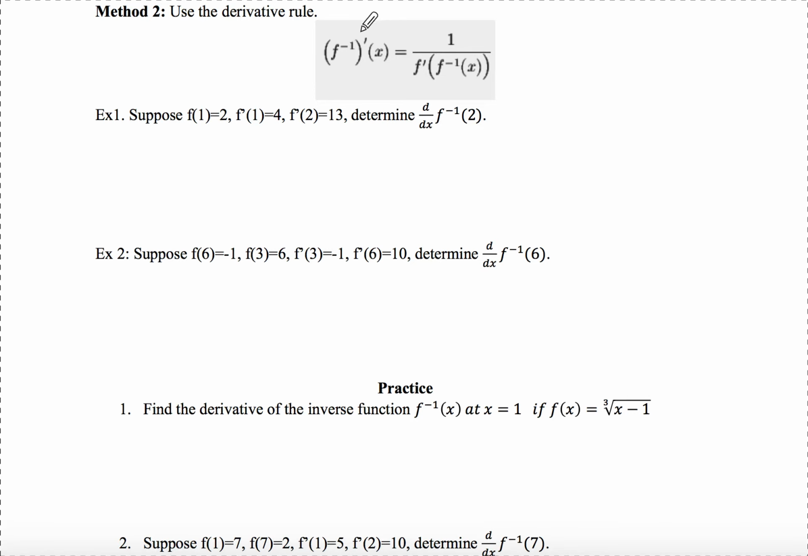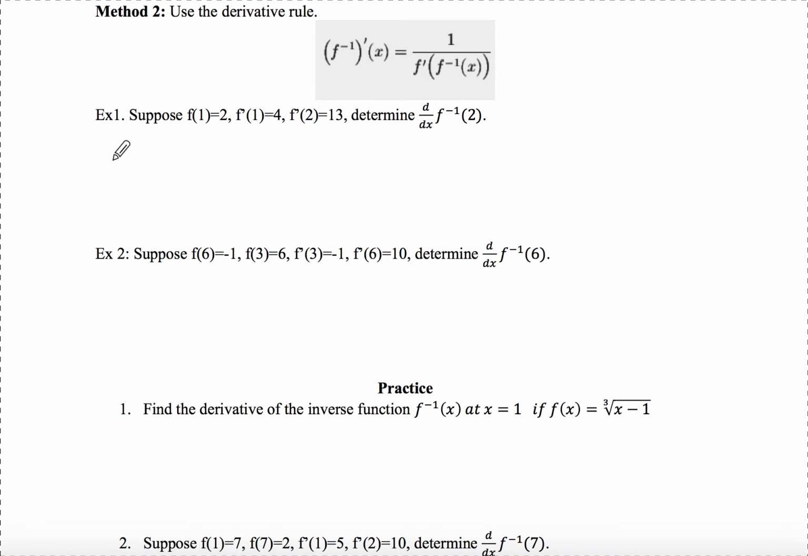We use this general rule when taking the derivative of an inverse. F inverse prime of x is 1 over f prime of f inverse of x. Let me show you how this works. Let's suppose we know these things. F of 1 is 2, f prime of 1 is 4, f prime of 2 is 13. And we want to determine the derivative of f inverse of 2.